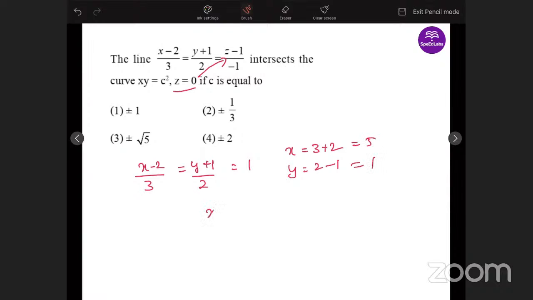If you substitute into xy equals c square, you just plug in the values. 5 times 1 equals c square. So c is equal to plus or minus root 5.